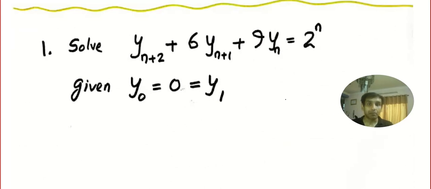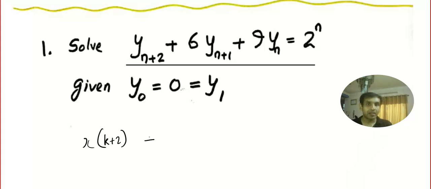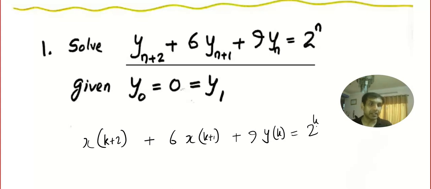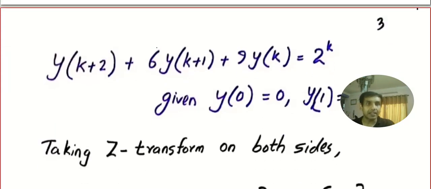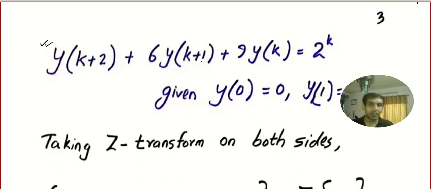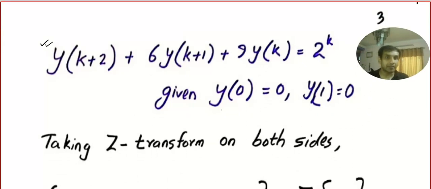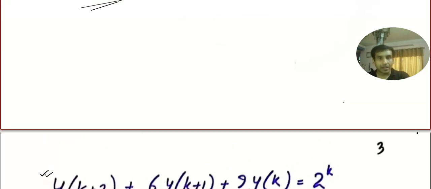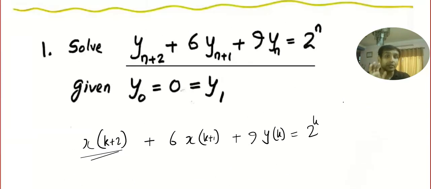So are you ready with a pen and a paper? Look at this, we have a difference equation. You can convert this into any notation that you are comfortable with. If you want, you can write this as x_{k+2} + 6x_{k+1} + 9x_k = 2^k. Or if you don't like this, you can leave it like this. Anyway, I am comfortable with this notation, so I converted it into this notation, and we have the initial condition. The initial condition will be given in the question.